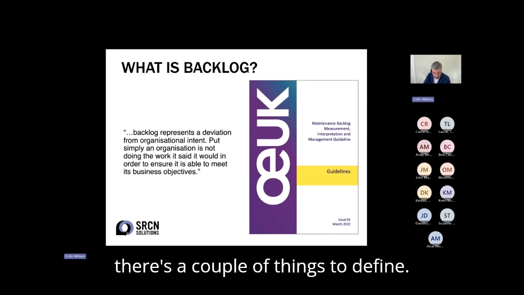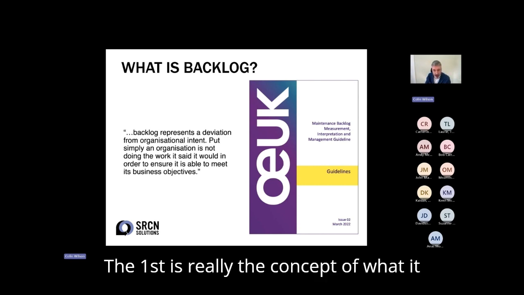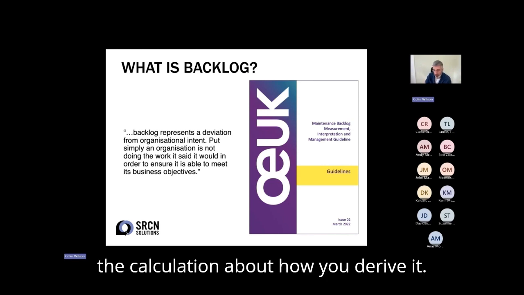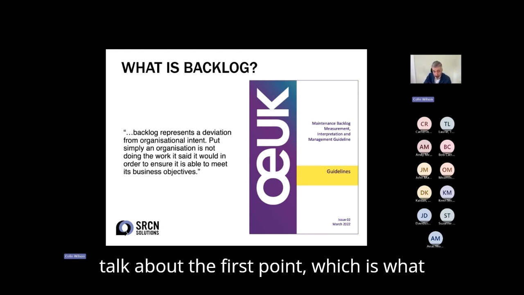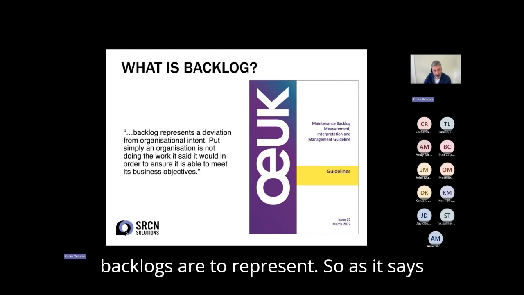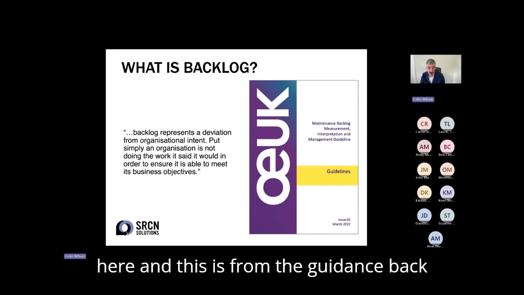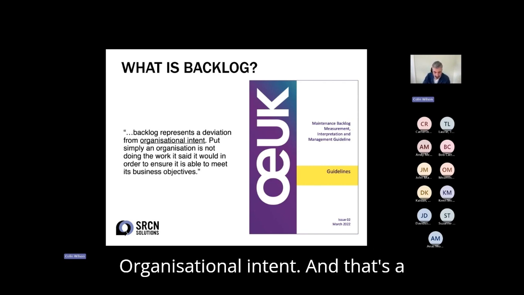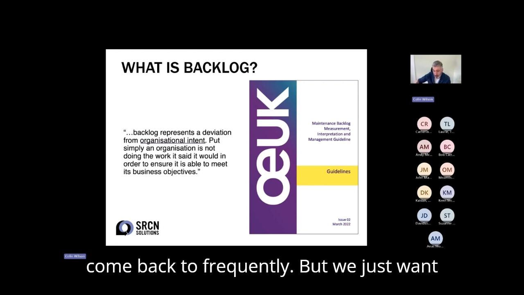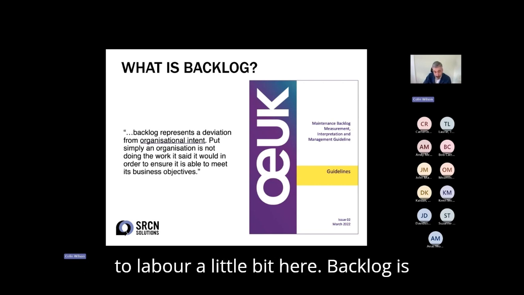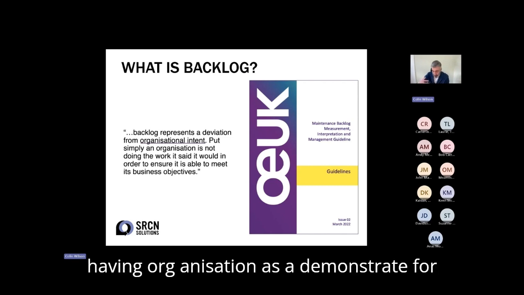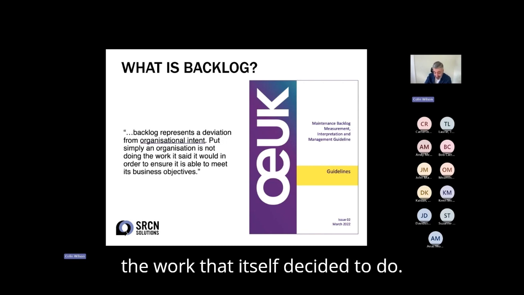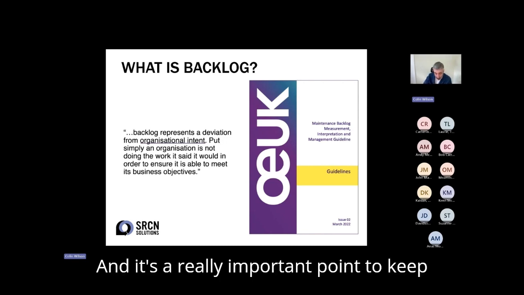So in defining backlog, there's a couple of things to define. The first is the concept of what it is, and then there's the definition or the calculation of how you derive it. On this slide I want to talk about the first point, which is what backlog's there to represent. As it says here, and this is from the guidance, backlog represents a deviation from organisational intent. That's a really important point that we'll come back to frequently, but I just want to labour it a little bit here. Backlog is a demonstration of how an organisation is not executing the work that it itself decided to do. It's a really important point to keep in mind.